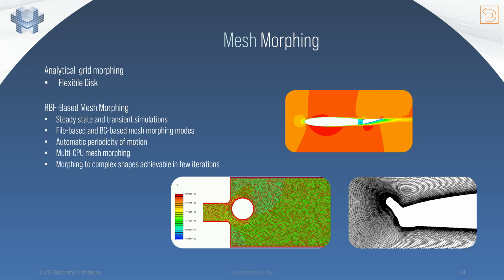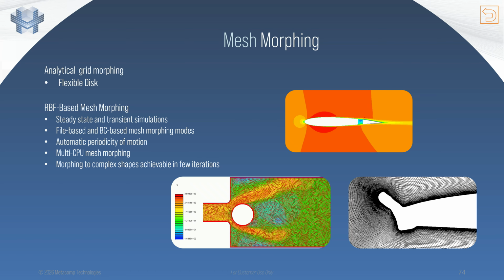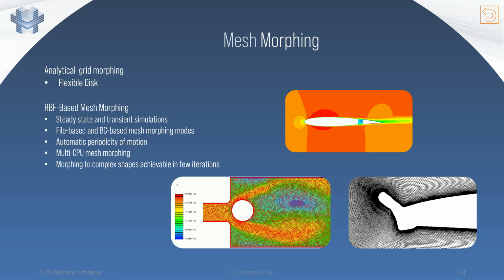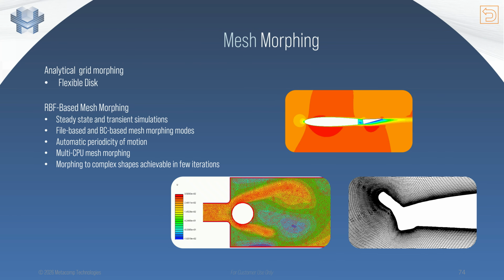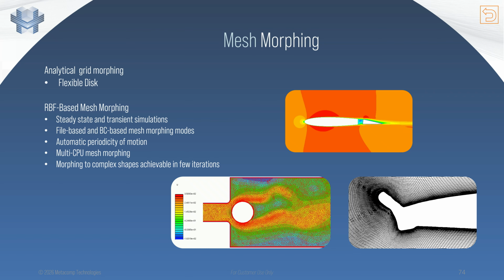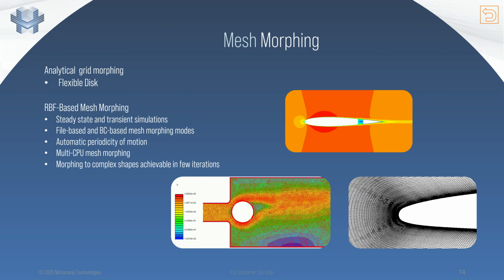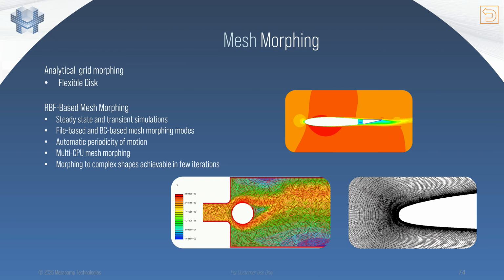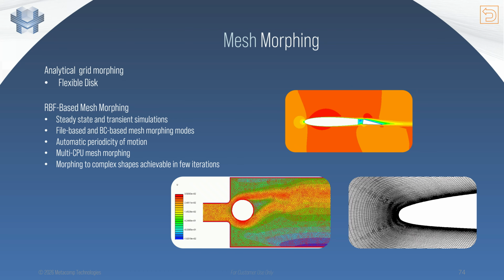CFD++ allows mesh motion, including relative movement between points, using both analytical methods and radial basis function mesh morphing. Available analytical approaches include a flexible disk model and a piston pump model, providing versatile solutions for these applications. RBF mesh morphing can be implemented through file-based specification or direct application to a boundary. Parallel mesh morphing significantly accelerates transient simulations involving morphing.